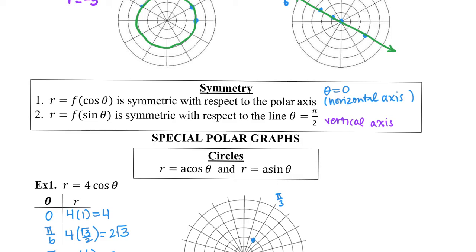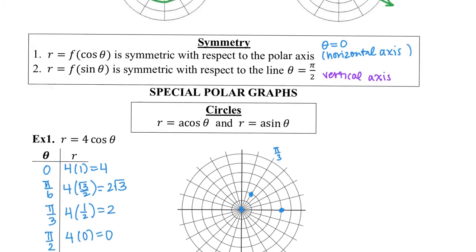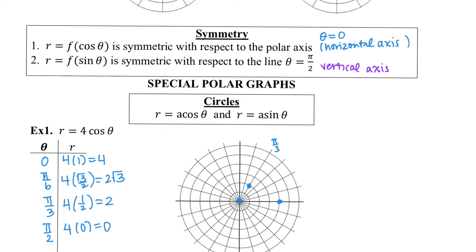Okay, let's see. Let me plug in pi over 2. Cosine of pi over 2 is 0. 4 times 0 is 0. So at pi over 2, I'm at 0. Okay, now I'm going to plug in some more points because this is our first time graphing it. If we had graphed this before, though, I would use symmetry and what I know about the graph to consider the rest.